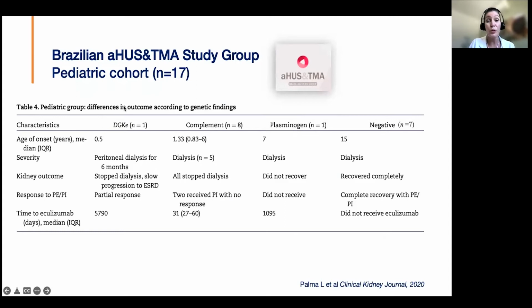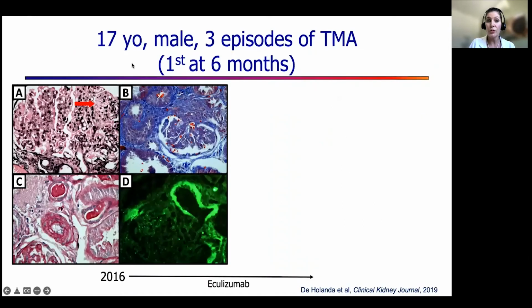But it is important to know here some new findings that are very important in children. And I want to call attention. We saw one patient who had a mutation in a gene called diacylglycerol kinase epsilon, or DGKE. This was a patient who was diagnosed at 17 years old. He had had 3 episodes of TMA, but the first one started at 6 months.